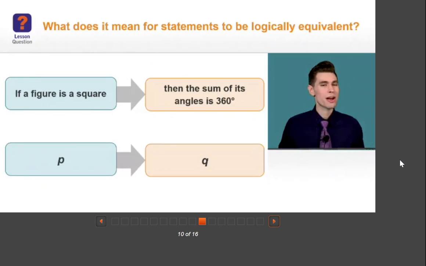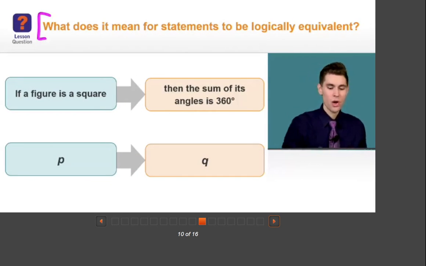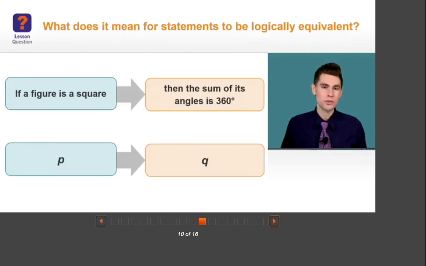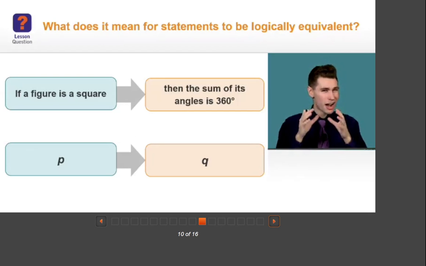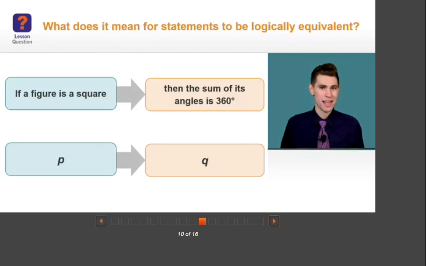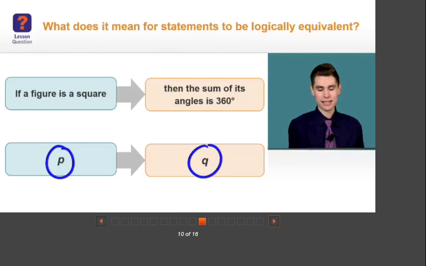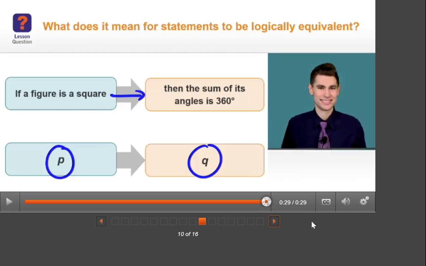I hope you're starting to think about how you will answer your lesson question. What does it mean for statements to be logically equivalent? Now, so far, you've learned how to write converse, inverse, and contrapositive statements based on a conditional statement and thought about whether those statements are true. Now, in mathematics, we'll often use symbols to represent ideas, to save time, and to write more compact mathematical sentences. Next, you're going to learn how to use letters like these in order to represent logical statements.